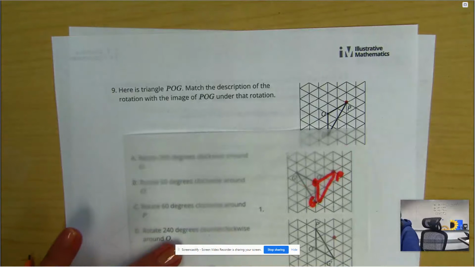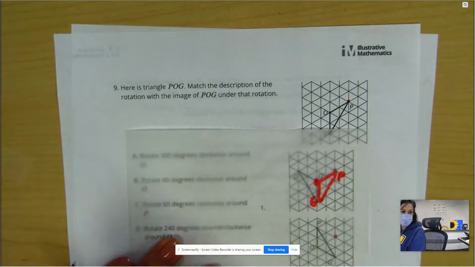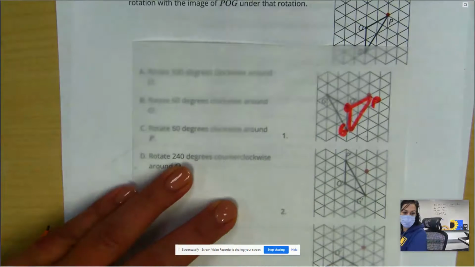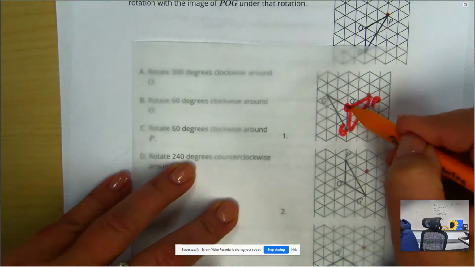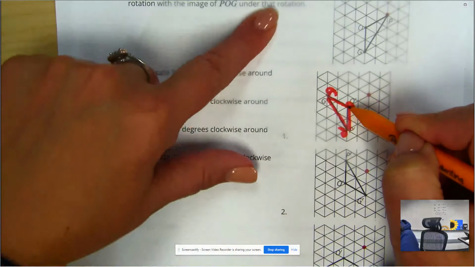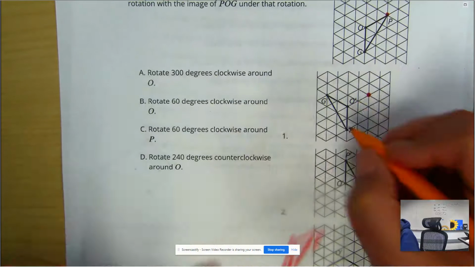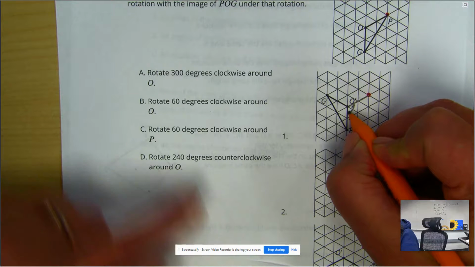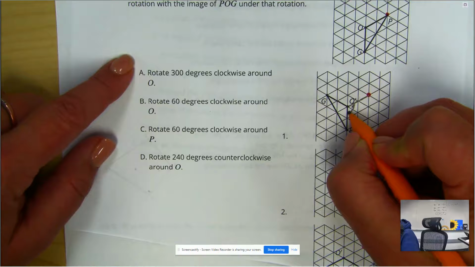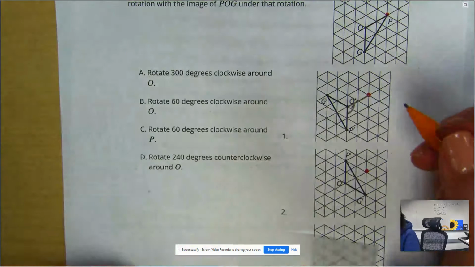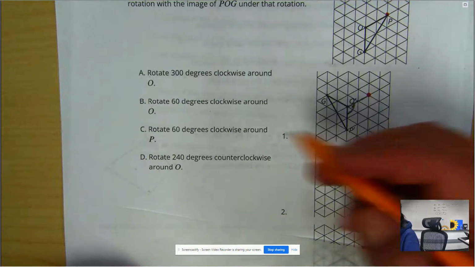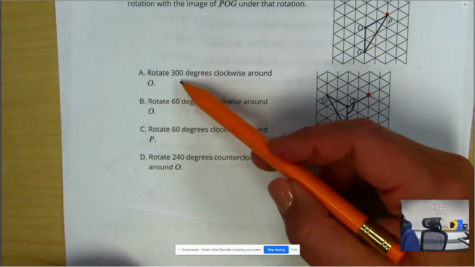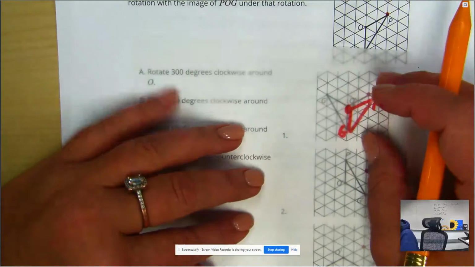So here we go. If I line that up, I can tell that that's a rotation around O. It's going clockwise, right? And it goes, look at this angle, from here lands there. Each of these triangles is 60 degrees, so that's 60, 120. So clockwise, 120 around O. There's not that option. Look, the only one around O, I know it's not 60, and I know it's not 300, so maybe it's this one if I go the other way.